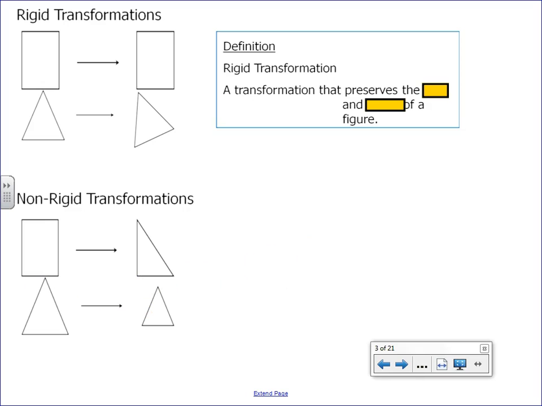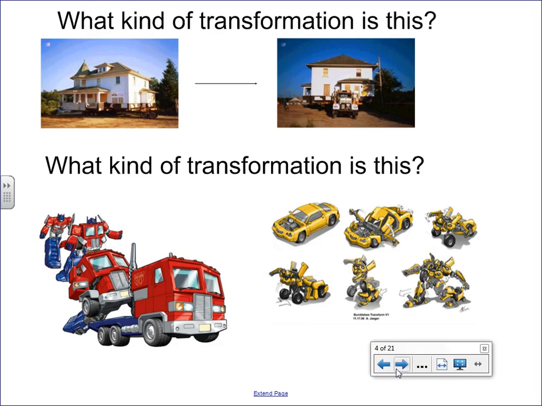Okay, so by definition, a rigid transformation is one that preserves the size and shape of a figure. Kind of like our definition of congruence. So rigid transformation is kind of the same thing as congruence transformation. So the example on top, what kind of transformation is that where you're taking the house and moving it somewhere else? Well, it maintains the same shape and size, it just goes somewhere else. That would be a rigid transformation.